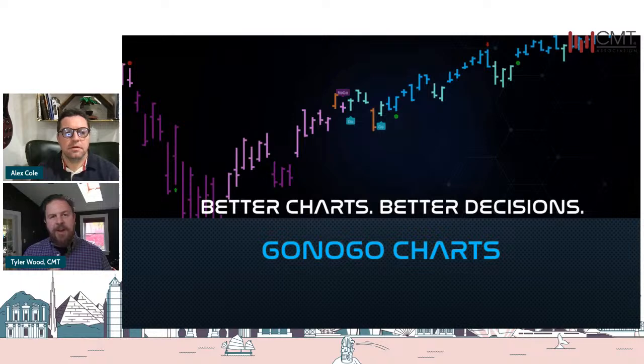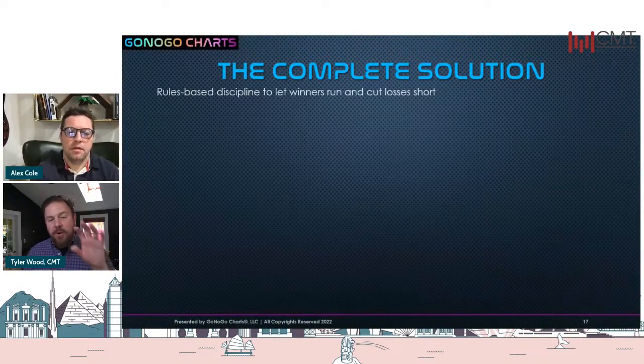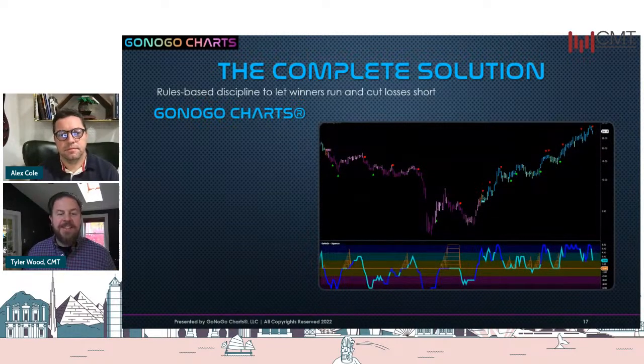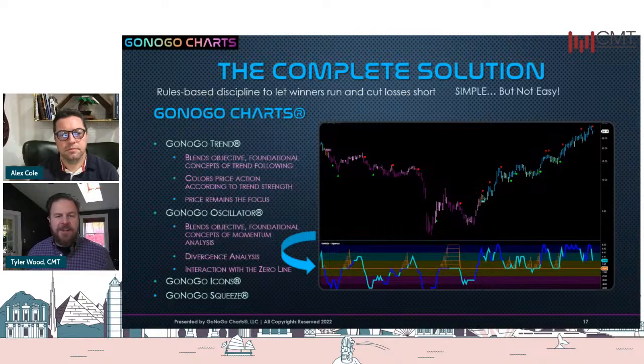In the second half of the full presentation, what we really want to talk about is the complete go-no-go chart, because we know that trend is critical, but we also want to understand what's happening with momentum, with volume, and with volatility. So let's dive right into this, Alex, and let's talk about these tools. We've spent most of our time just on the top half of this chart, looking at the price panel. This next section, we're going to really dive into the go-no-go oscillator and everything that's happening in a single panel below price. And that's going to be our go-no-go oscillator, the squeeze, and the icons.